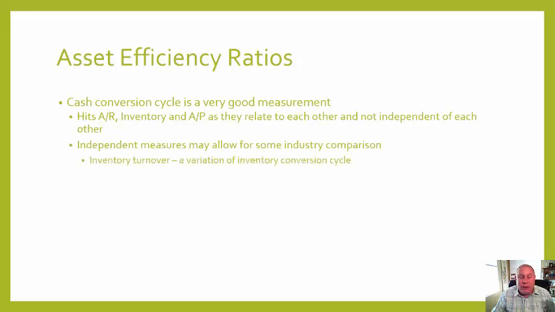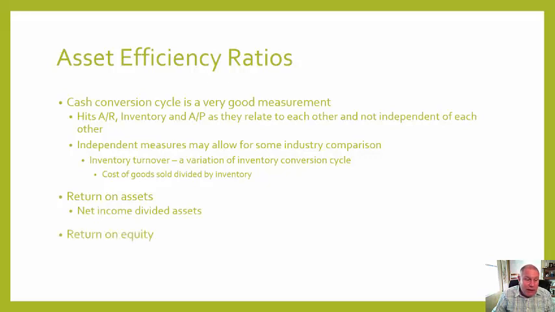Independent measures will allow for some industry comparison. Inventory turnover, we can compare industries to see how that turnover ratio is. And we talked about that's cost of goods sold divided by inventory. Return on assets, net income divided by assets. Return on equity, net income divided by average equity. So those are our liquidity and asset efficiency ratios. So that's the asset side of the balance sheet.